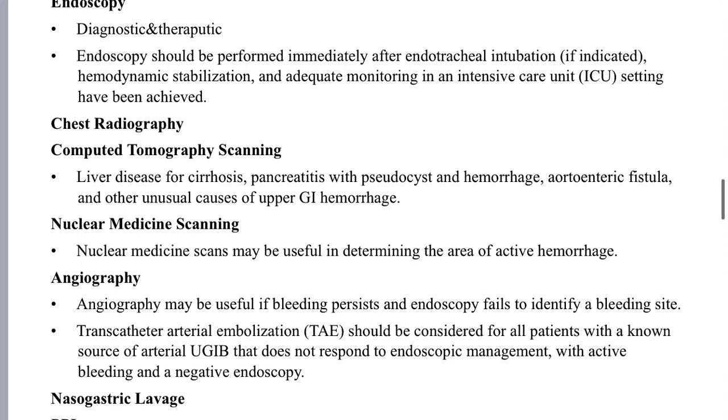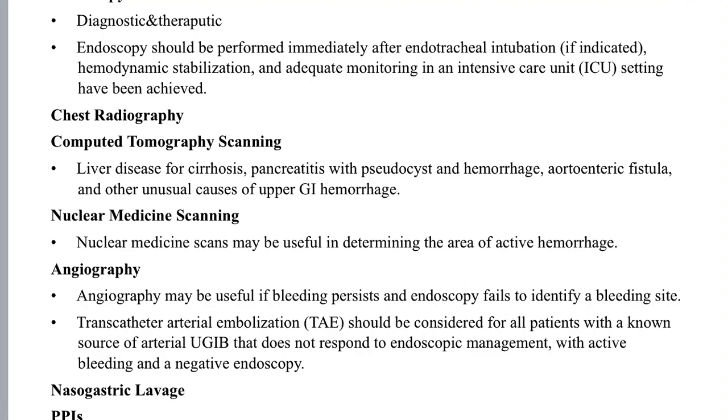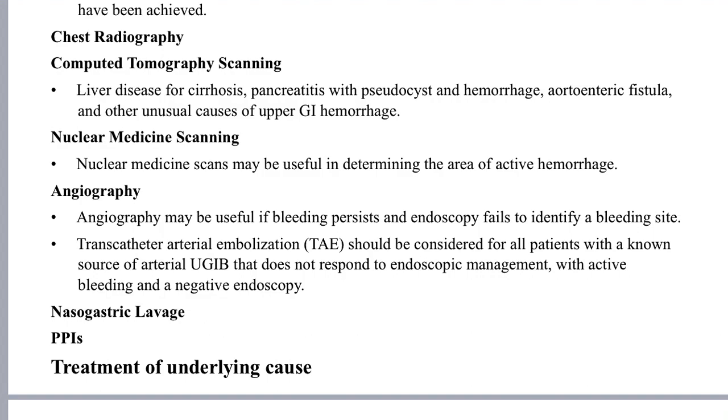النيوكلير ميديسين سكان: اذا سوينا اندوسكوب طلع نيجاتيف، اذا سوينا كمبيوتر توموغرافي طلع نيجاتيف، انجيوغرافي طلع نيجاتيف، هنا راح نسوي النيوكلير ميديسين سكان اللي هو useful in determining the area of active bleeding. يعني عادة يستخدم بال obscure upper GI bleeding. الانجيوغراف صراحة هو يعتبر alternative او مو alternative، يعني second line in the treatment measures.